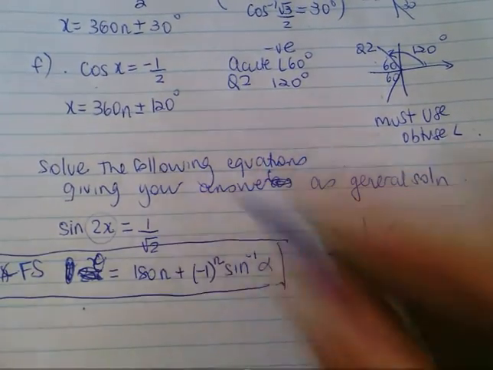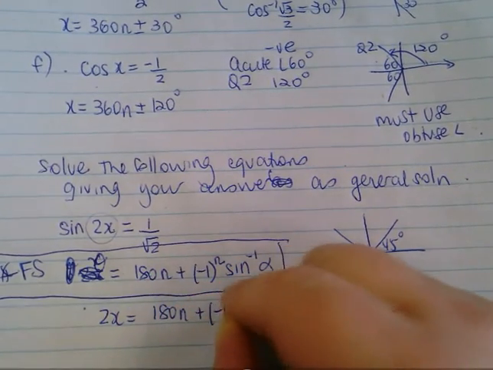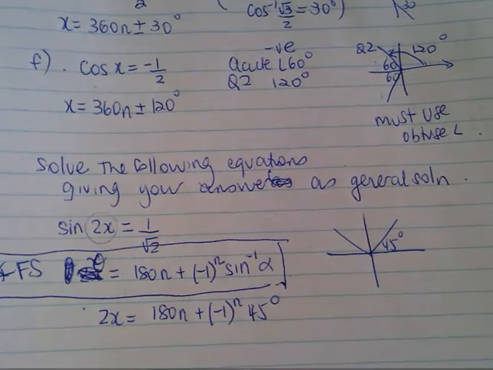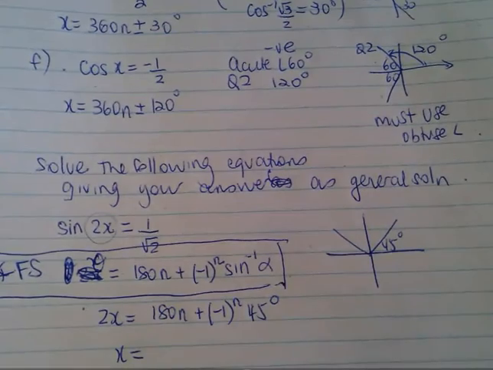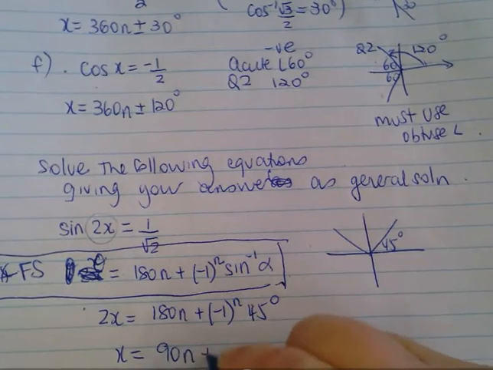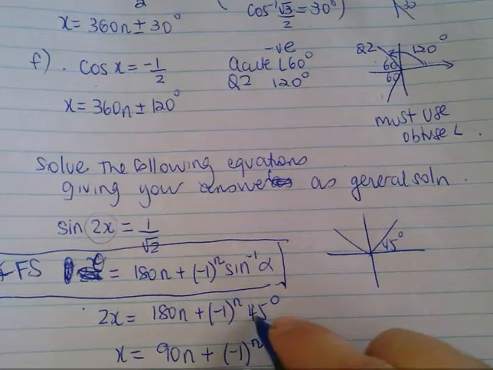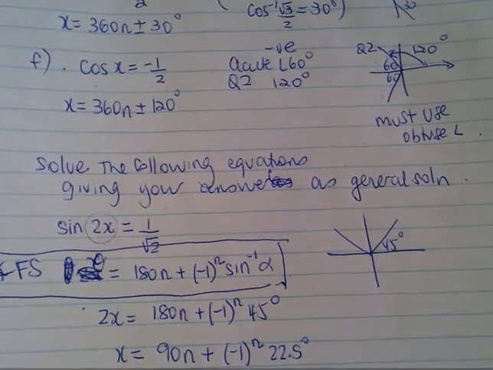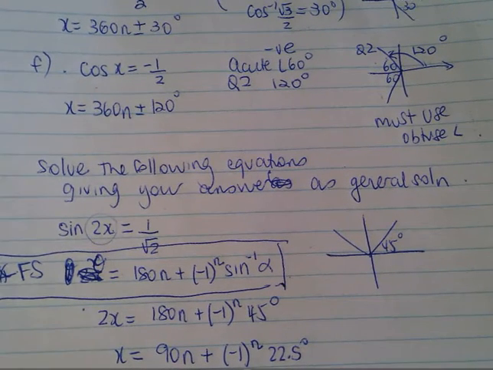So what do we do? So we've got 2x equals 180n plus negative 1 to the power of n of the acute angle, 45 degrees. Now, we have to get x on its own, so you just divide each term by 2. So what's 180 divided by 2? 90n plus, the negative 1 to the power of n just stays. And what's half of 45? 22.5 degrees. Or you can write it as 45 on 2, but we like to write it as 22.5 degrees. And that's the general solution of that one.